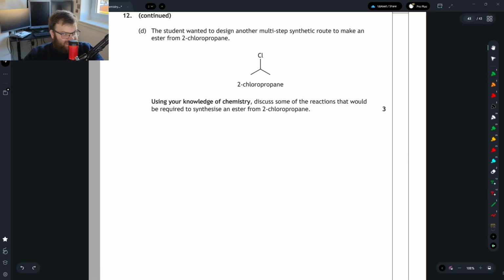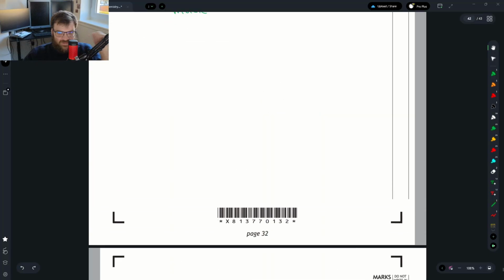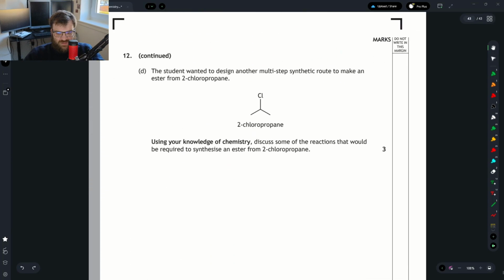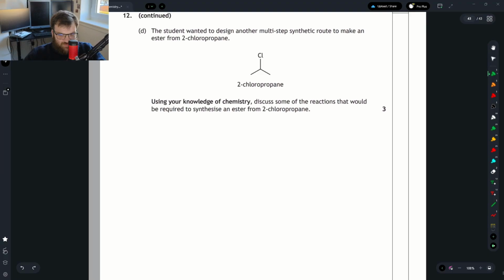Final question, second, using your knowledge of chemistry question. A lead on from the one before. So the fact that it says discuss some of the reactions means that there must be different ways we can get to that. Esters from earlier, we talked about alcohols and carboxylic acids. Here we have a haloalkane.